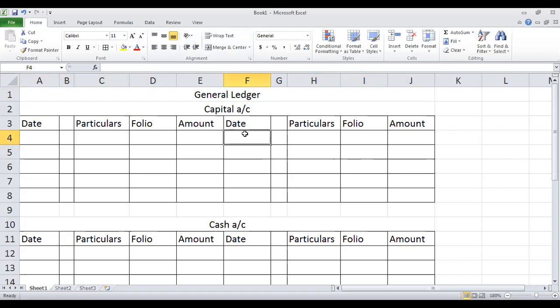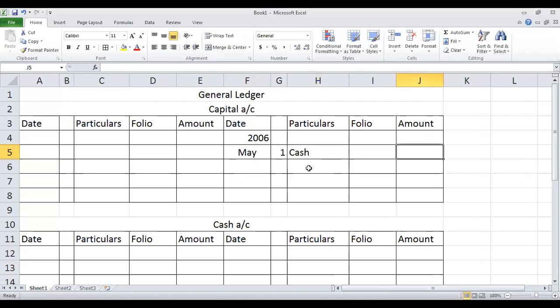First thing is first, you're going to credit the capital account, and the date is 2006, May 1. In the particular section now, you're going to write cash of $800, and also bank of $2,200. The folio for this would be cash book. What this means is that the original book of original entry for this transaction would have been the cash book.